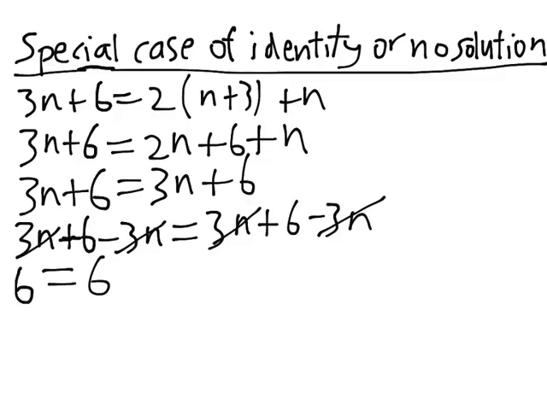One of these special cases of either identity or no solution must occur if all of the values of the variable cancel.